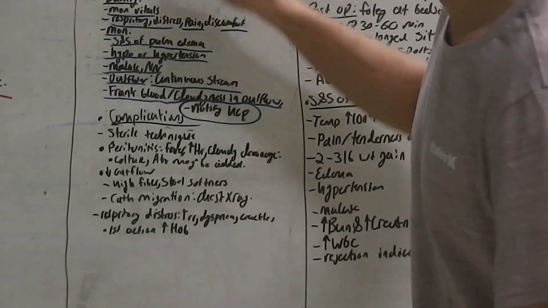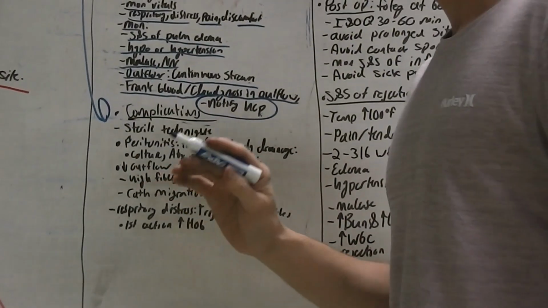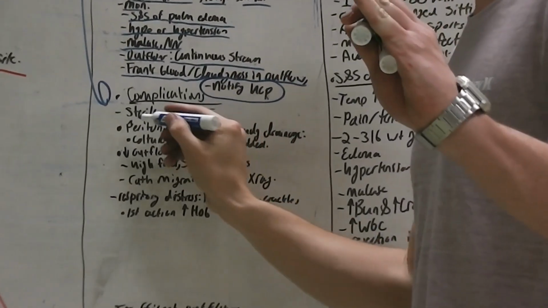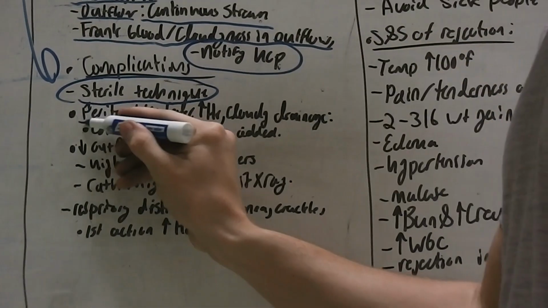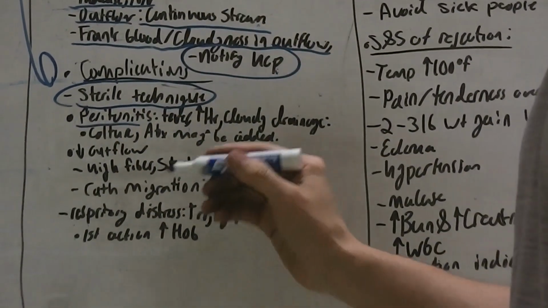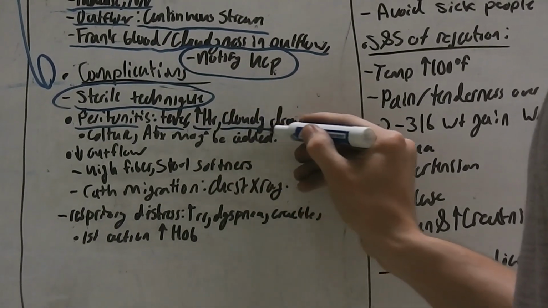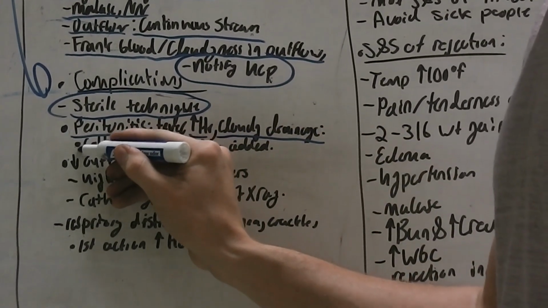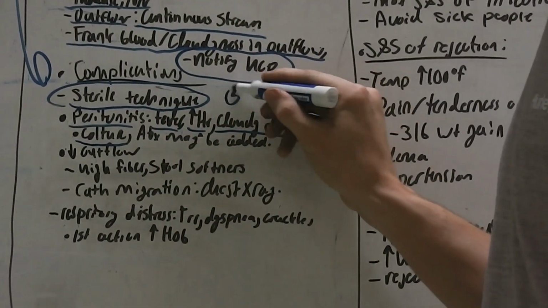So complications for peritoneal dialysis. The biggest one is infection. So we need to make sure we use sterile technique. Now, peritonitis is another complication with peritoneal dialysis. And with this, we're going to see fever, increased heart rate, cloudy drainage, and we need to culture. You're going to see a board-like abdomen too. Oh, and a board-like abdomen, that's huge.